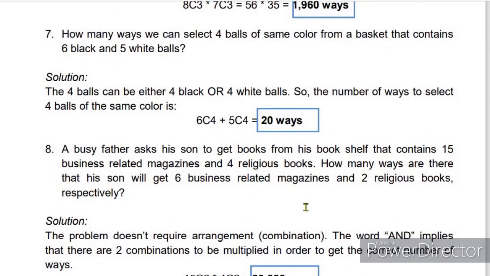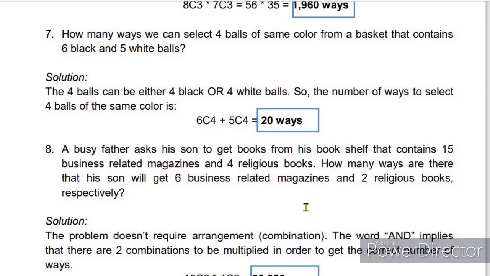Next, for number 7: how many ways can we select 4 balls of the same color from a basket that contains 6 black and 5 white balls? So solution: the 4 balls can be either 4 black or 4 white balls. The number of ways to select 4 balls of the same color, we will use combination again, because this problem also involves selecting some elements from a certain population or n number of elements. So we will just add them.